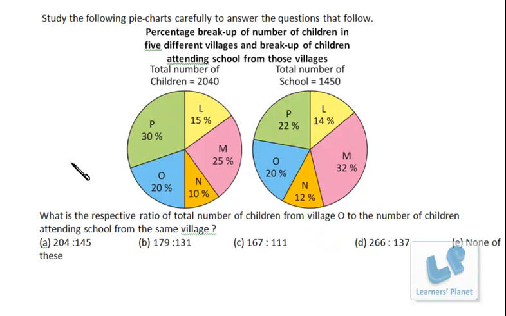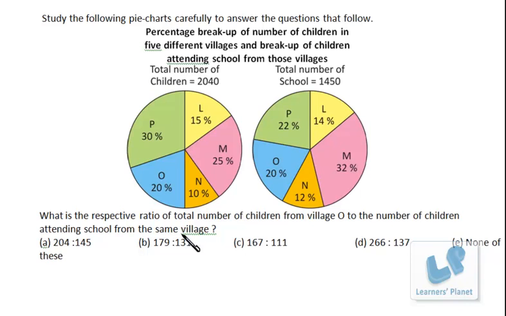Now, let's take the next set of questions. Percentage breakup of the number of children in 5 different villages and breakup of children attending schools from those villages. These are the total number of students, 2040 children, and out of these 2040, 1450 students are attending the schools, and the respective percentage is this. So L, M, N, O, P are the 5 villages. Now let's see, maybe the set is challenging.